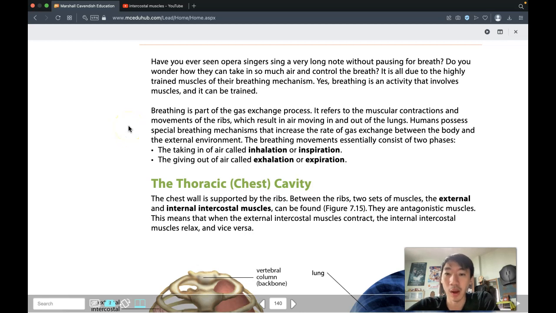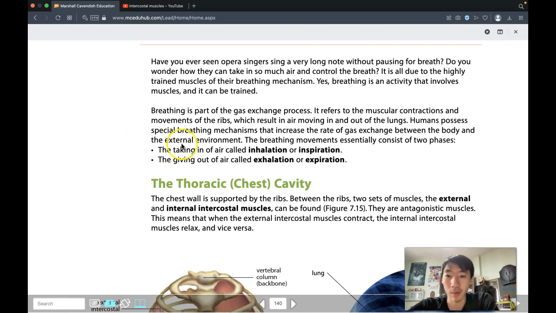So breathing is part of the gas exchange process. It refers to the muscular contractions and movements of the rib, which result in air moving in and out of the lungs. Humans possess special breathing mechanisms that increase the rate of gas exchange between the body and the external environment. The breathing movements essentially consist of two phases.